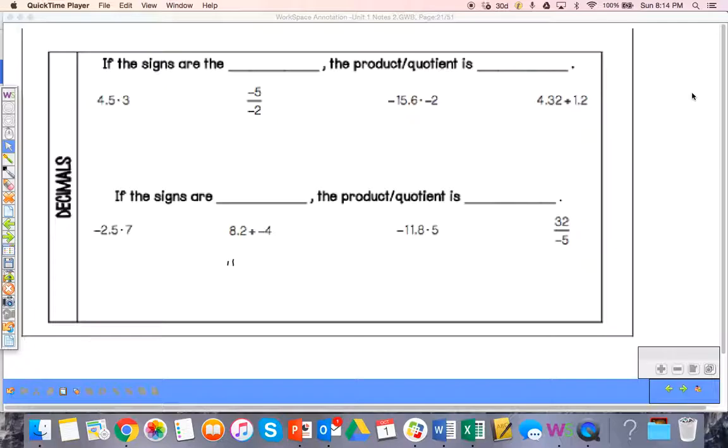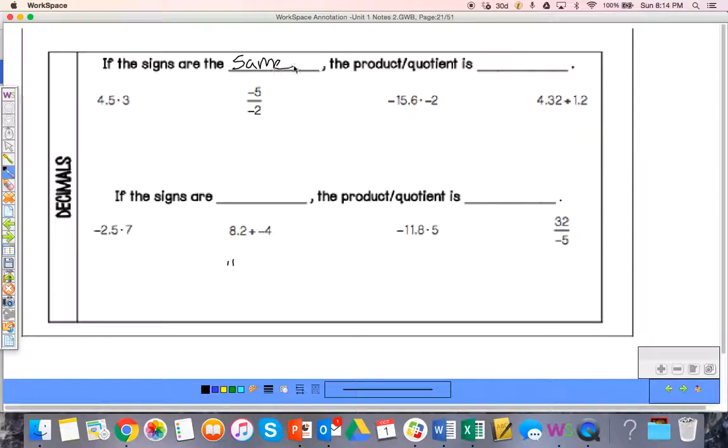We're going to skip integers because I feel like you guys already know how to multiply integers. So the rules with the signs are exactly the same. So we're just going to get into the more complex stuff. So to fill in the blanks, it says if the signs are the same, the product or the quotient is positive.